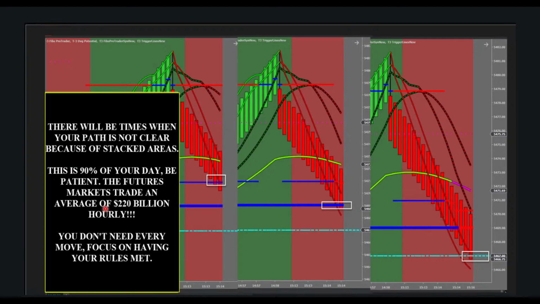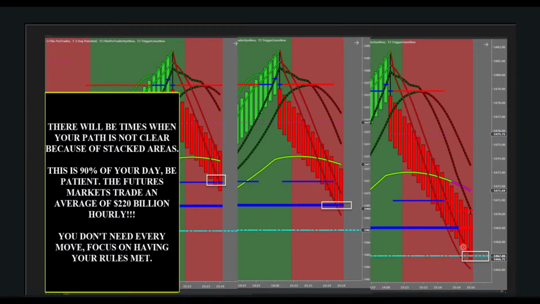The futures markets trade on average about $220 billion a day, or hourly, excuse me. The S&P, which most of you trade, exchanges about $174 million daily. It takes $400 a day consistently to put you in a six-figure income. That's it. $400 a day to put you in a six-figure income.